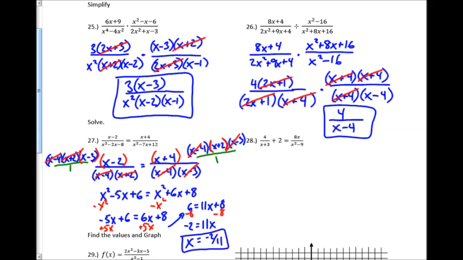And that's it. Okay? The only thing I might do is go back and check to make sure that's not going to be one of my domain restrictions, which it is not. You can see the domain restrictions of x can't equal 4, negative 2, or positive 3 from the denominator that we would have had. Okay?